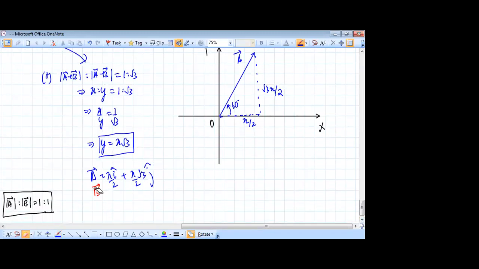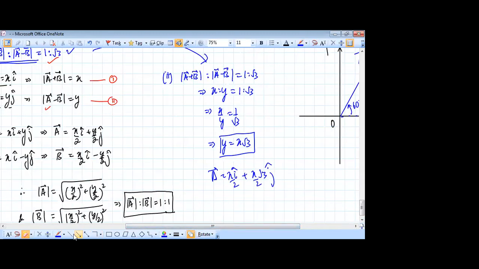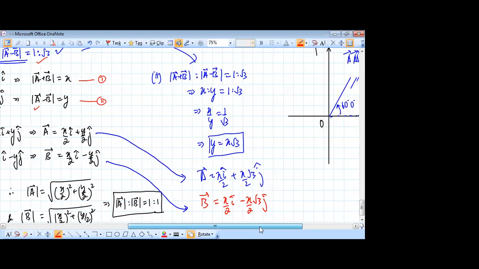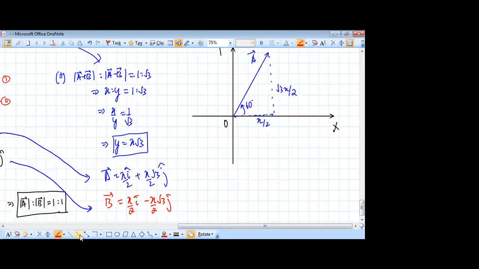Now similarly, what was vector B there? It was x by 2 i cap minus y by 2 j cap. This we had already worked out earlier. See, from here you are getting the vector E. Similarly from here you can see the vector B is becoming x by 2 i cap minus y by 2 j cap. So here replace y with √3x. So it becomes minus x by 2 times √3 j cap. So in the same diagram, where is your vector B going to lie? Vector B will now be like this, on this side, at 60 degrees. Something like this will be vector B.